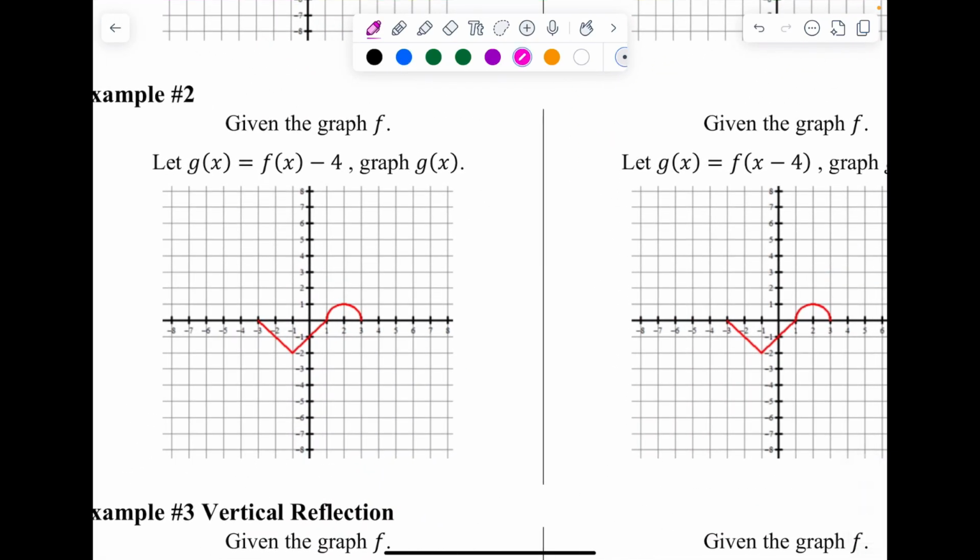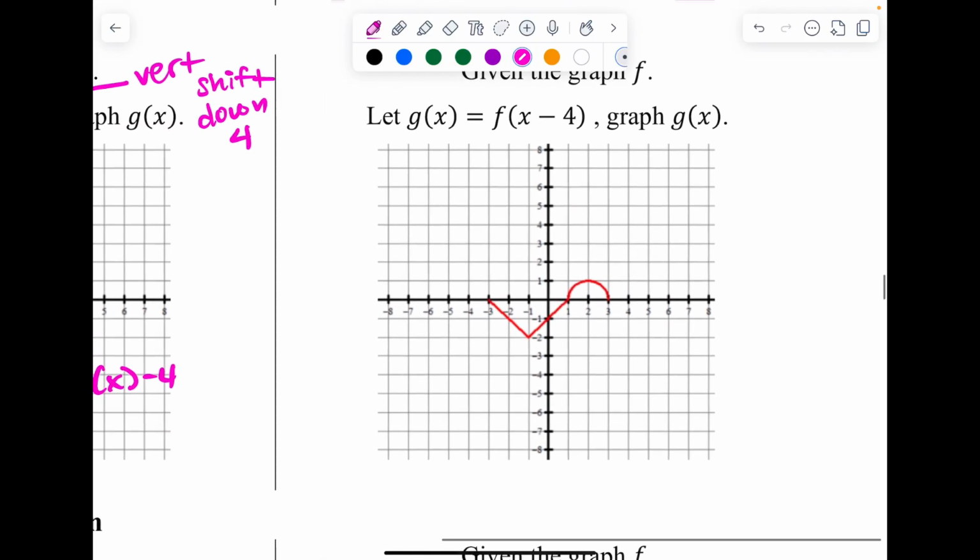All right, let's look at this one. Again, this is outside the parentheses, therefore it's a vertical. It's subtracted, so it's also a shift. And because it's a minus, we say down 4 units. So every point goes down 1, 2, 3, 4. Okay, and so we're going to see that this is f of x minus 4. That's a vertical shift down 4.